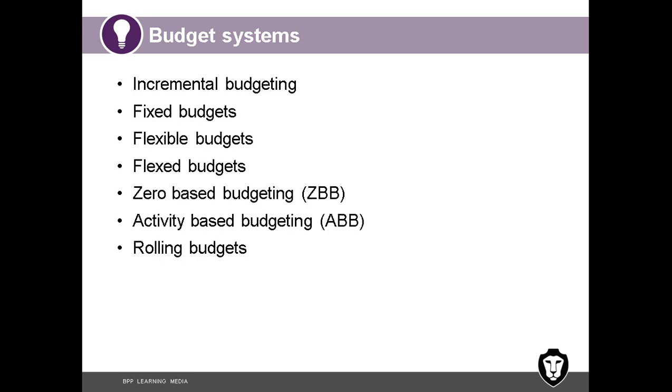Hi students, this is budgeting part 2. We are going to see budgeting systems. We have incremental budgeting, zero-based budgeting. These two are related. Then fixed, flexible, flexed budgets. Activity-based budgeting, rolling budgets.